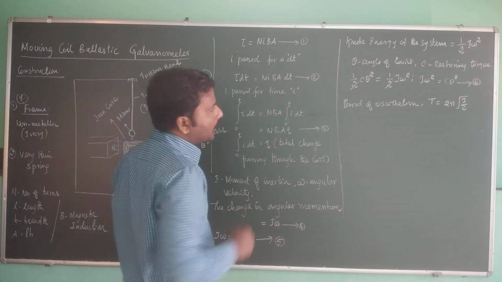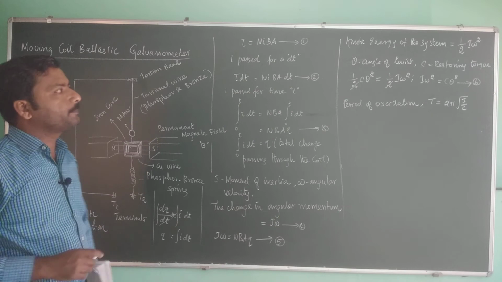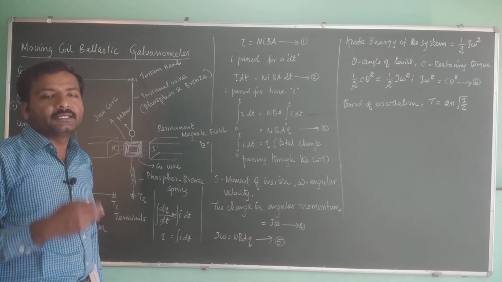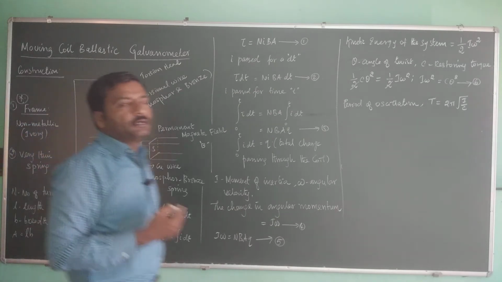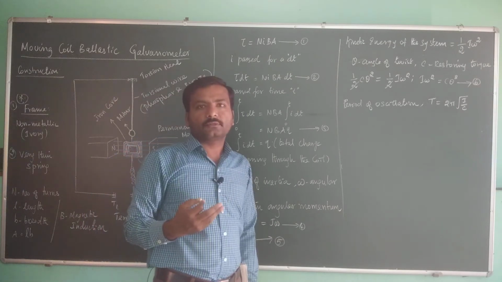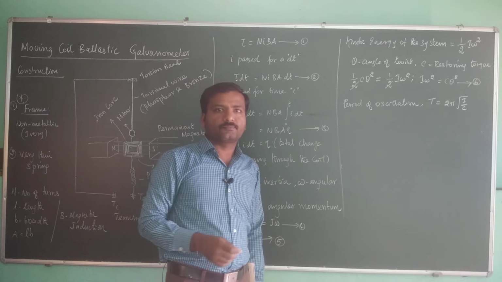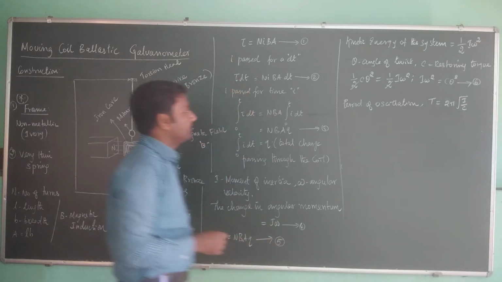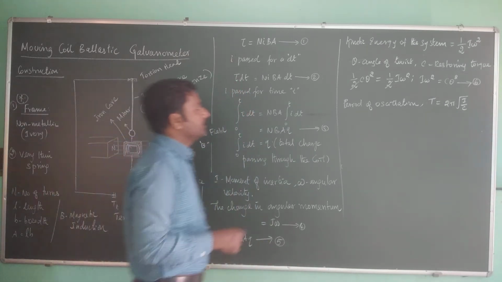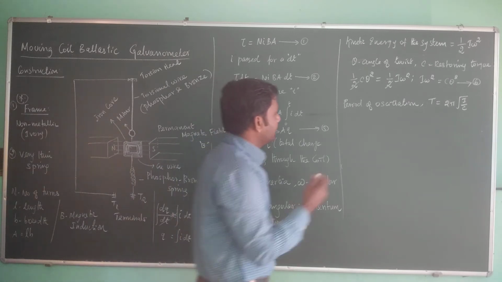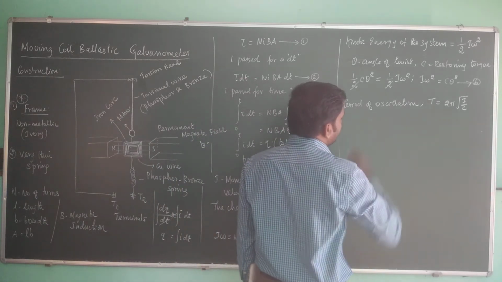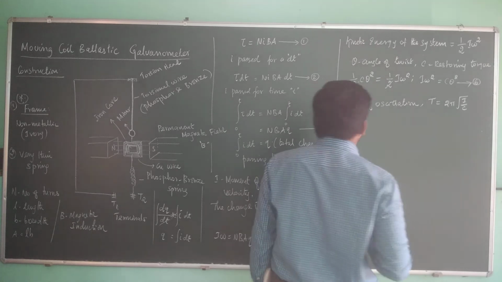And if you want to know how the expression T is equal to 2 pi square root of I by C is obtained, you may refer to our video number 3 or video number 4, which is listed in the playlist of basic physics, the course going on for forensic science in our channel. You may refer to that if you want to get the expression for T is equal to 2 pi square root of I by C.